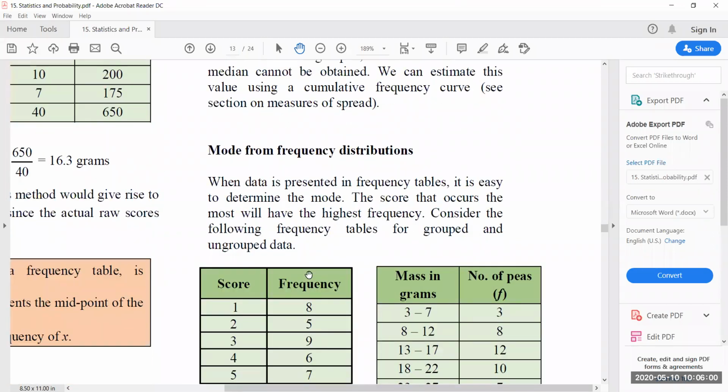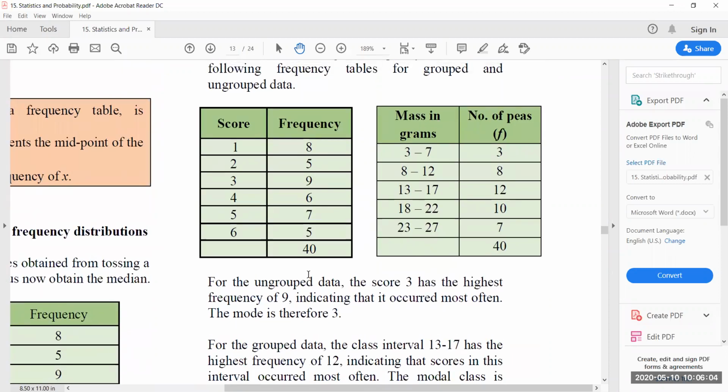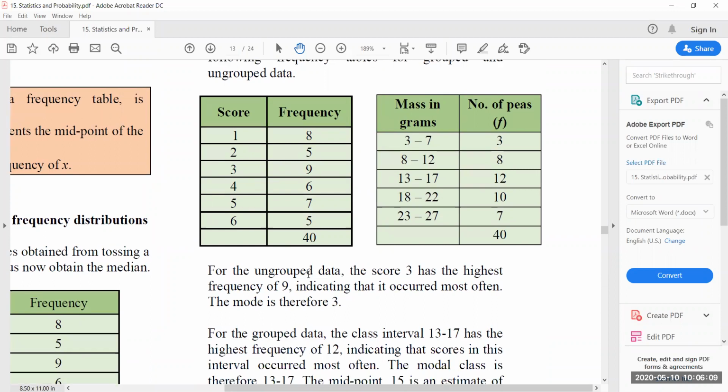So the mode from the frequency distribution. Now you can easily see the mode from this because you can just see the one that occurs the most, right? So for the ungrouped data, the score 3 has the highest frequency of 9, as you can see here. 3, the number of score, the frequency, sorry, is 9. Yeah, indicating that it occurred the most often. So the mode is therefore 3.